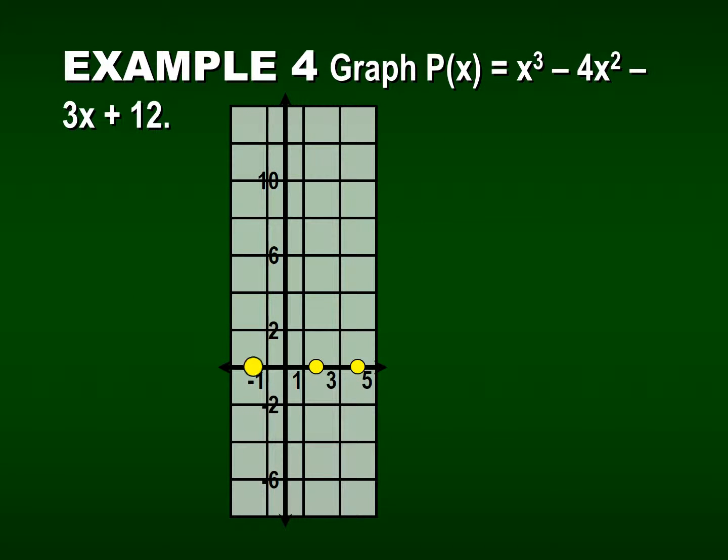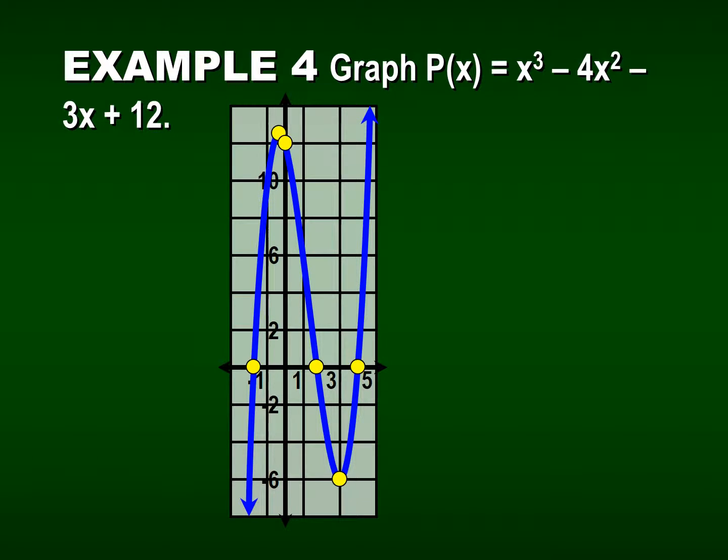So we're going to go ahead and plot our zeros. And then our y-intercept, 0, 12. And we'll mark some points of symmetry. Or not symmetry, but we'll plot some other points. And there we go. Here's our graph. So notice how our left tail was down and our right tail is up.